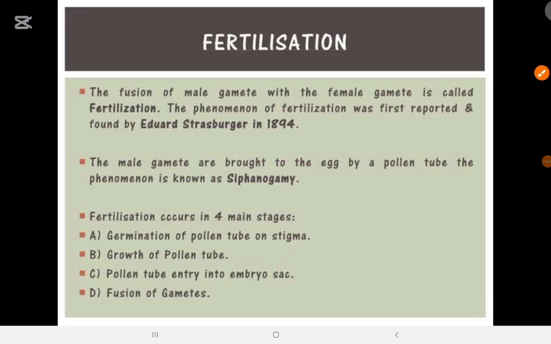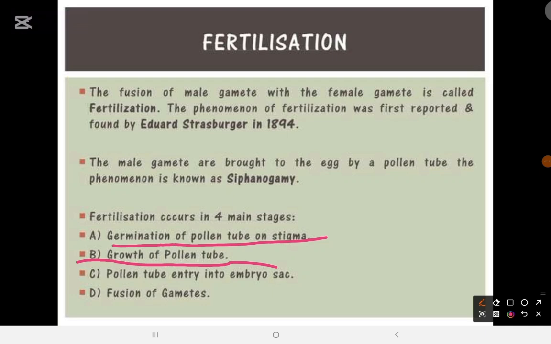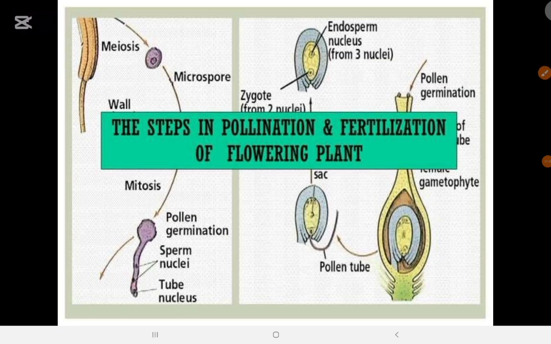Fertilization occurs in four main stages. The first stage is the germination of the pollen tube: the pollen grains that landed on the stigma begin to germinate and grow into pollen tubes. The second stage is the growth of the pollen tube downwards, and the pollen tube will then enter into the embryo sac. Then the next is the fusion of the gametes. So this shows the steps involved.